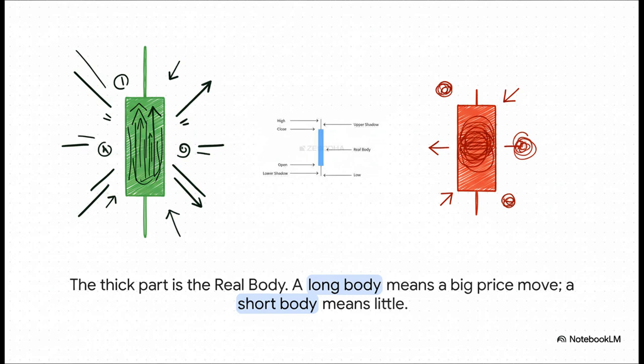A long, stretched-out body means there was a huge, decisive price move from open to close. But a short, kind of squat little body tells you that despite all the trading that happened, the price didn't really end up that far from where it started. There was a lot less conviction in the market.